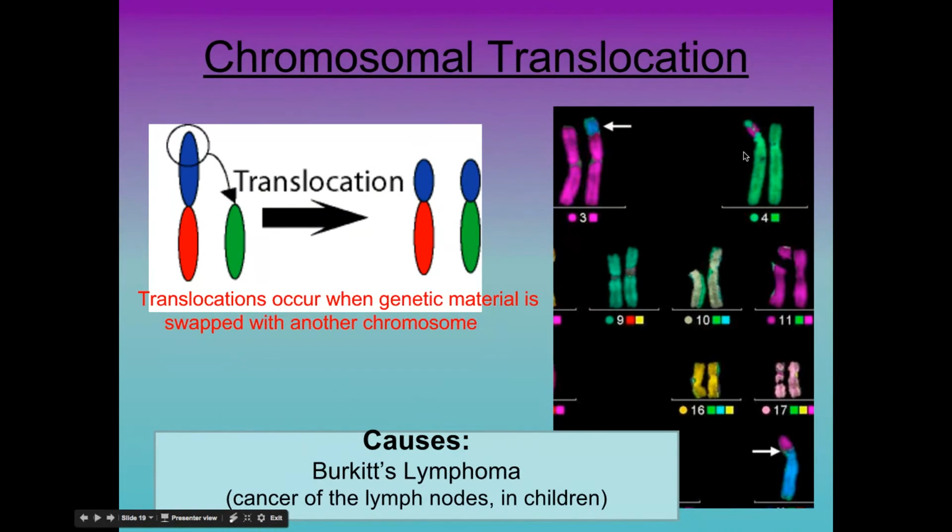You can see here they've color-coded it where a little piece of 3 is in 4, and so on, and a little piece of this chromosome is cut off and is all the way over here. So this is an example of translocation. Pieces of these genes are switching spots completely on chromosomes. A common disease caused by this is lymphoma, or cancer of your lymph nodes, specifically in children.